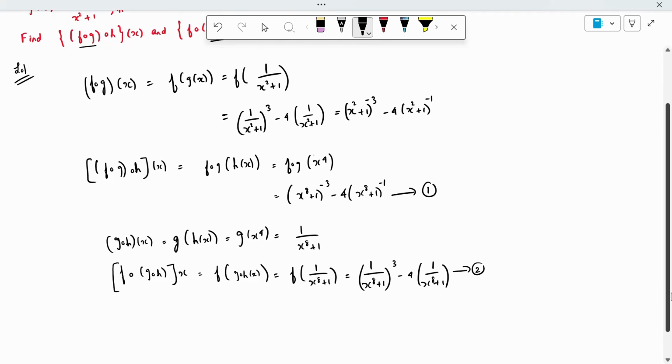From the 1 and 2, you can also write it as x power 8 plus 1 the whole power minus 3, minus 4 into x power 8 plus 1 the whole power minus 1. Now 1 and 2 means LHS equals RHS. Both the answers are the same. So completed. Thank you.